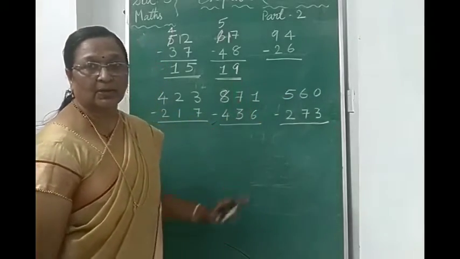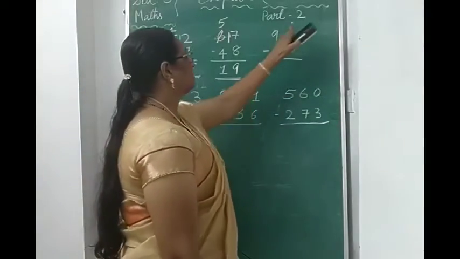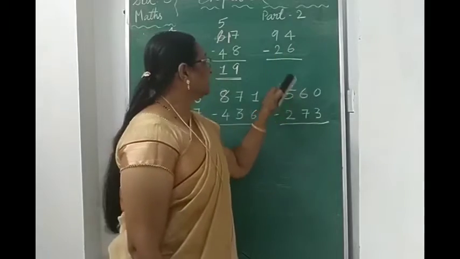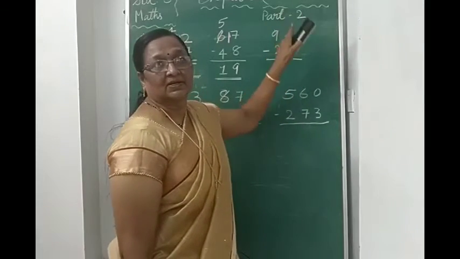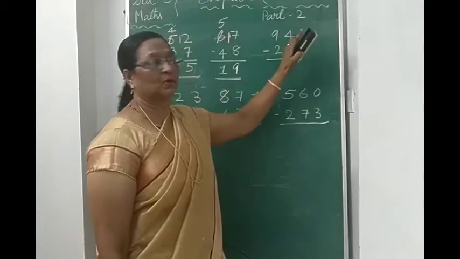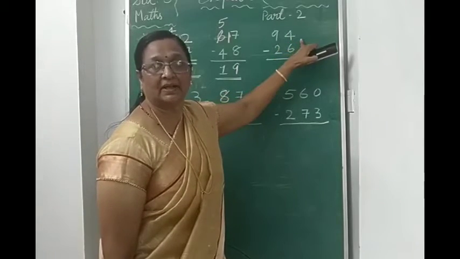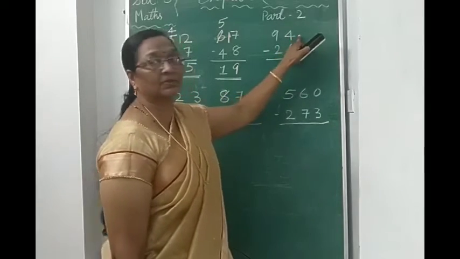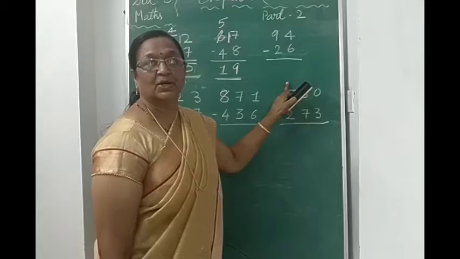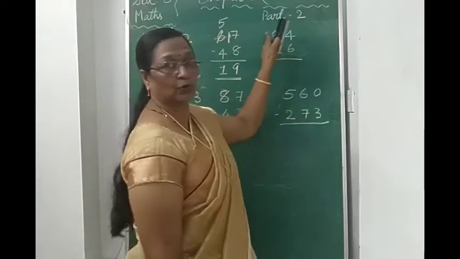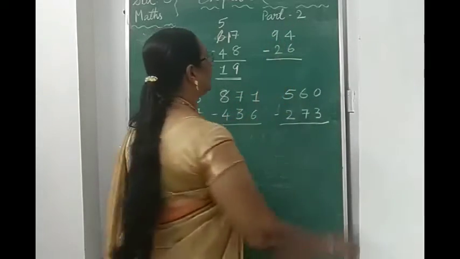Again another question, 94, 26. The same way you have to compare the digits. So ones place, there is 4 is there, 6 is there. We cannot subtract 6 from 4 because 4 is a smaller number. So we cannot subtract. What we have to do? We have to borrow from tens place 1.